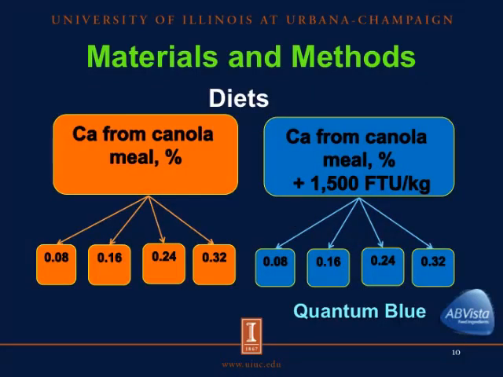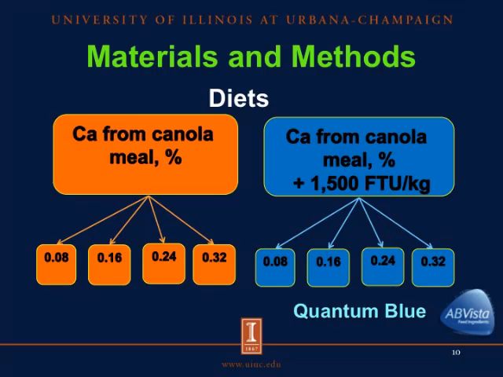So we have 8 diets. All diets contain canola meal as the only source of calcium. 4 diets did not contain phytase, and these are represented by the orange color. The other 4 diets contain 1,500 units of phytase and are represented by the blue color. We used microbial phytase from E. coli from AB Vista, and this phytase is thermostable.